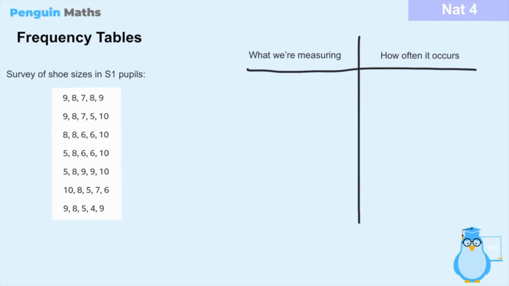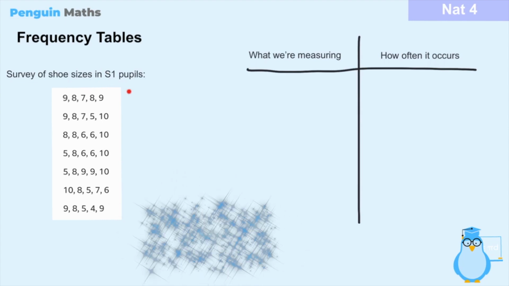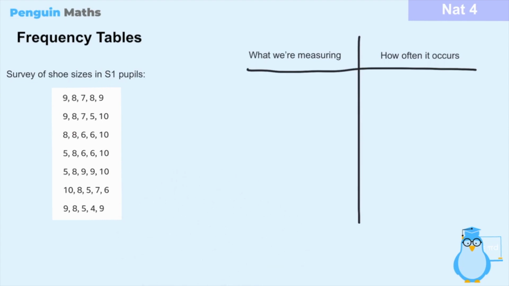So let's say for an example we wanted to conduct a survey of the shoe sizes of pupils in S1, and here are the results. Each number represents the shoe size of each pupil. So if we count 1, 2, 3, 4, 5 shoe sizes, in other words 5 pupils, that would be 5, 10, 15, 20, 25, 30, 35 pupils in this class. So here we have 35 shoe sizes for each pupil in S1, and it's our job to organise this information and put it within a frequency table.